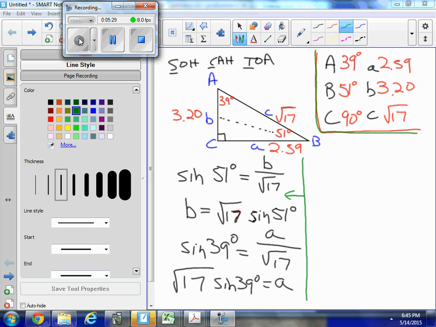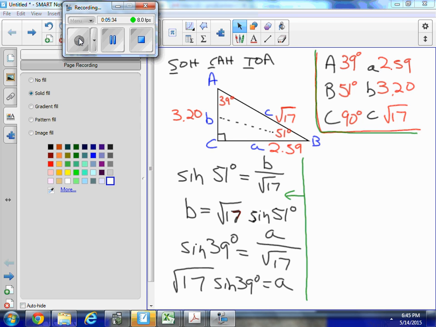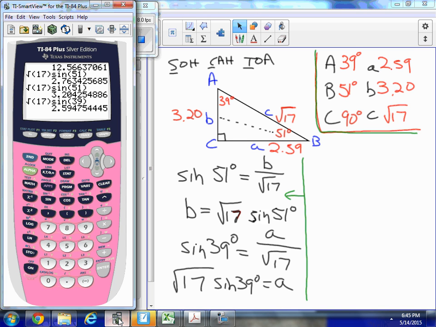And, just for the heck of it, why don't we check it using the Pythagorean theorem? So let's pull up our calculator again, and let's go a squared plus b squared equals c squared. So 3.2 squared plus 2.59 squared. I hit enter. Almost 17, right? Which would be the square root of 17 squared. So I would say that is a correct answer. If I had left it in the radians and I checked it like that, it would have been a wrong answer.